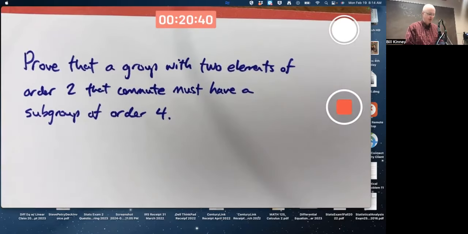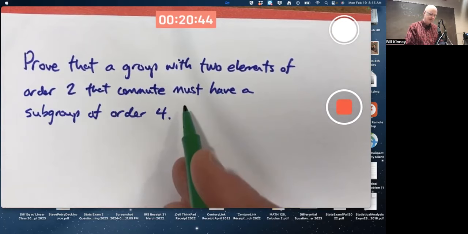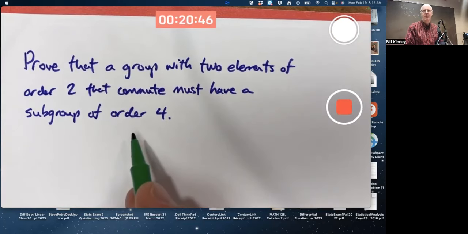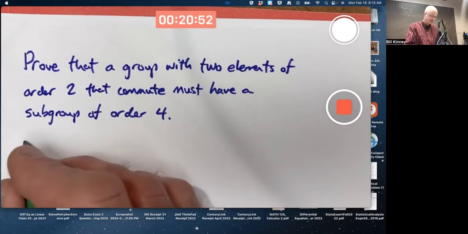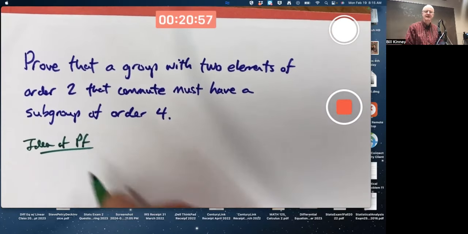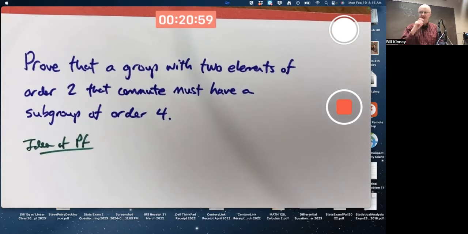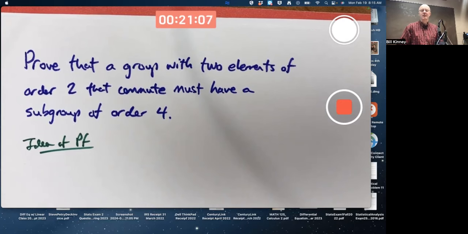The problem says to prove that a group with two elements of order 2 that commute must have a subgroup of order 4. I don't want to take the time to do a full proof of this, but let's try to get across the idea. A full proof for a test would probably be a bit too much, but a brief argument, the idea of a proof, showing me that you were thinking about it in the right kind of way, would be fine.